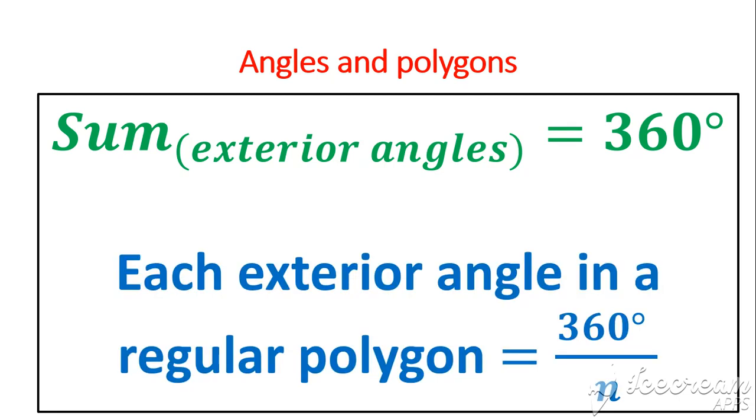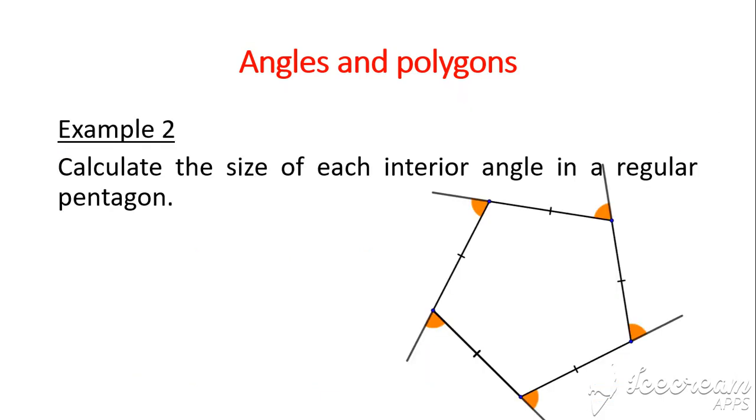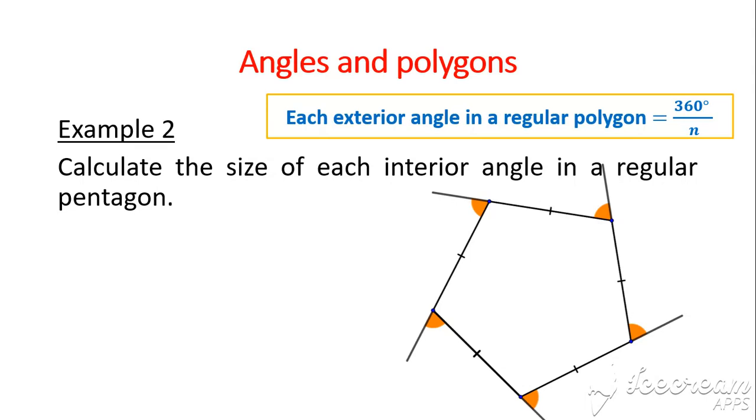So if that's the case, each exterior angle in a regular polygon is 360 divided by n, which is how many sides. So coming back to the example, let's use this new rule. Each exterior angle in a regular polygon is 360 divided by n. So I'm going to go 360 divided by 5 because it's got 5 sides. 360 divided by 5 is 72 degrees. So what the heck have I just worked out? I've worked out the size of the exterior angles for this pentagon. They're all 72. I just went 360 divided by 5.